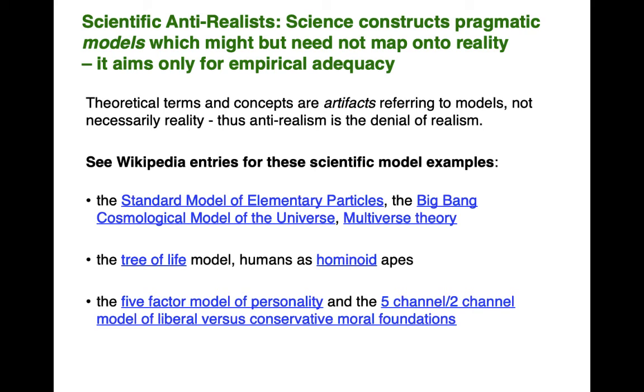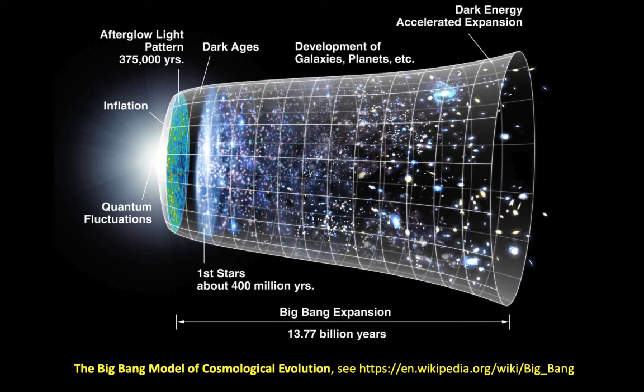See Wikipedia entries for these scientific model examples. I'll describe a few here. This is the Big Bang model of cosmological evolution. The article in Wikipedia on the Big Bang is excellent. You should have a look at that.